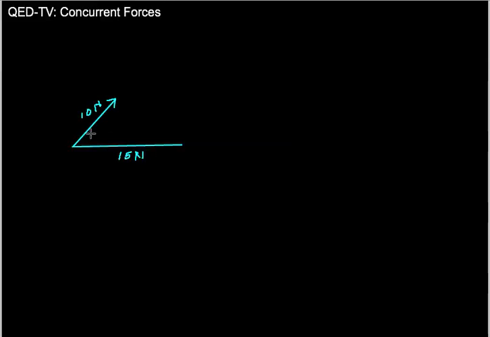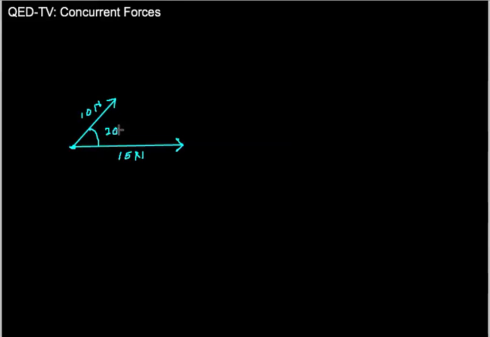And let's say that there was 20 degrees between them. This is the vector going out this way. So we have two forces. These are concurrent forces, which means they're both working on the same point right here. And what we want to do is find the resultant of these two forces.